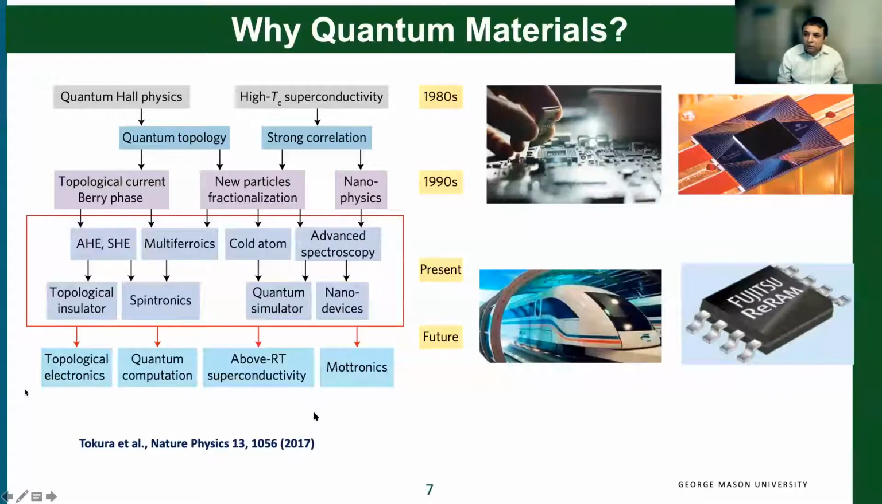Mottronics is using physics called Mott physics, where the metal-insulator transition occurs, and that kind of phenomenon can be used in designing or making some RAMs, which is resistance RAM. So there are different phenomena that we can think of coming from these emergent phenomena, and the question is where to find materials that are geared towards future technology applications, and that is why there is interest in quantum materials.